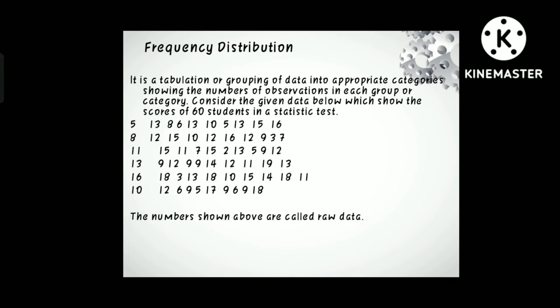Frequency distribution is a tabulation or grouping of data into appropriate categories, showing the number of observations in each group or category. Consider the given data below, which show the scores of 60 students in a statistics test. The numbers shown above are called raw data.